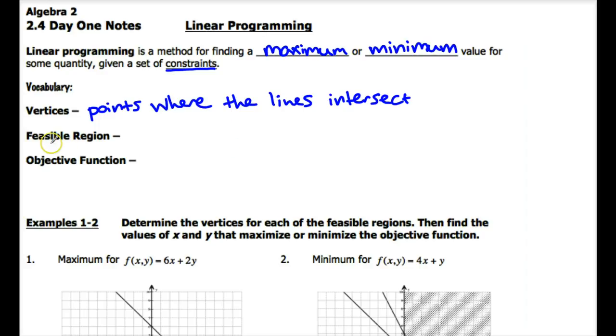There's also a vocab word I want you to know that's called the feasible region. The feasible region is what we call the overlap area. That's going to be the area when we do all of our shading, the overlap of all of your shading.